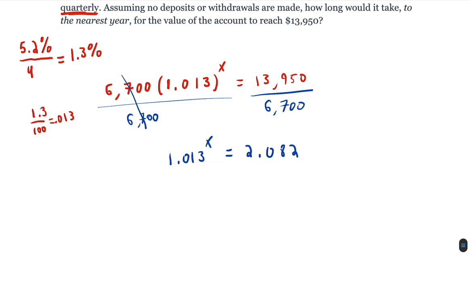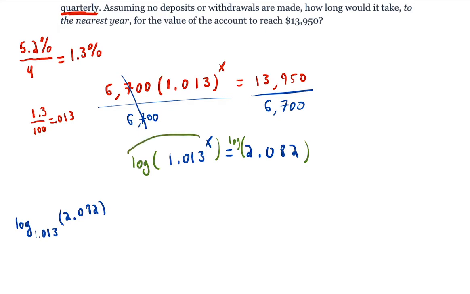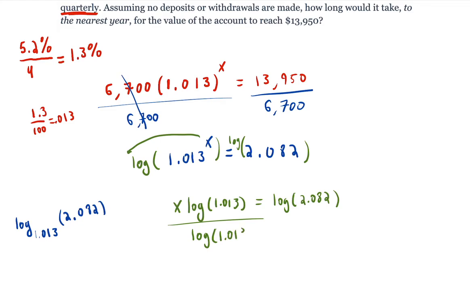And so now you've got two choices. Again, if you've got a fancy calculator, you can skip right to the log base 1.013 of 2.082. What power of 1.013 is 2.082? But I like to show it this way just because it's a fun reminder of cool log rules. You take the log of both sides, and then you can move the x out front. You get x times the log of 1.013 equals the log of 2.082. And so what we would do is divide both sides by the log of 1.013.